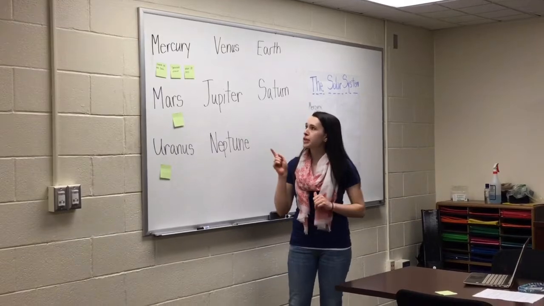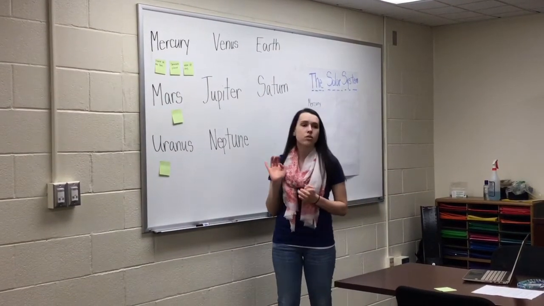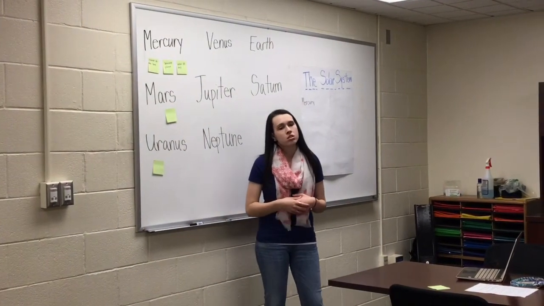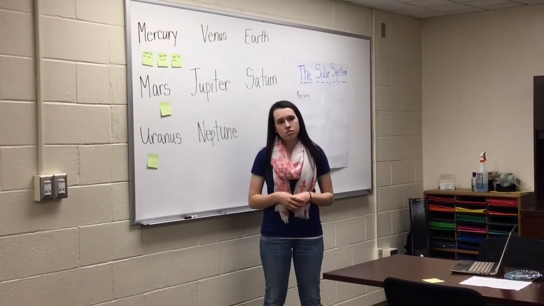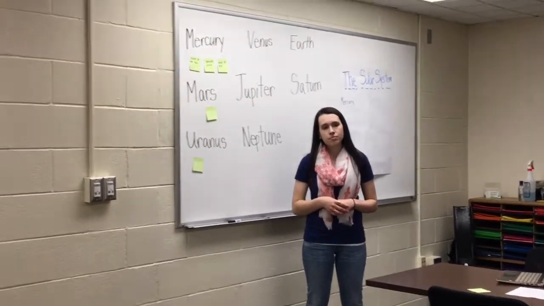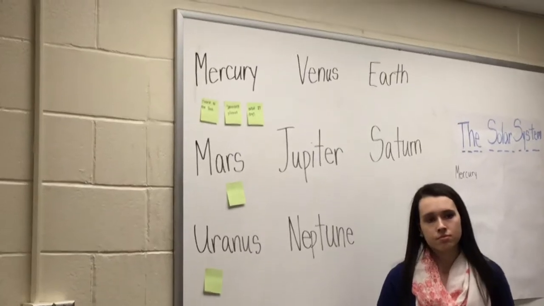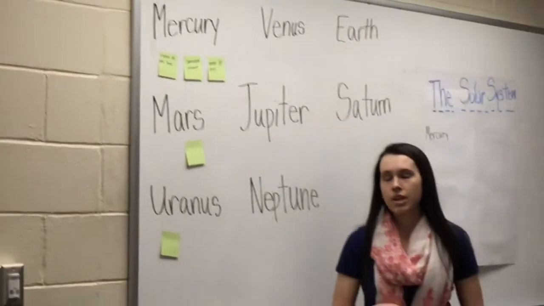The group who did Mercury, can you review what you found when you researched? We found that Mercury was the closest to the sun, that it was the smallest planet, and that its orbit is only 87 days. Okay, very good.